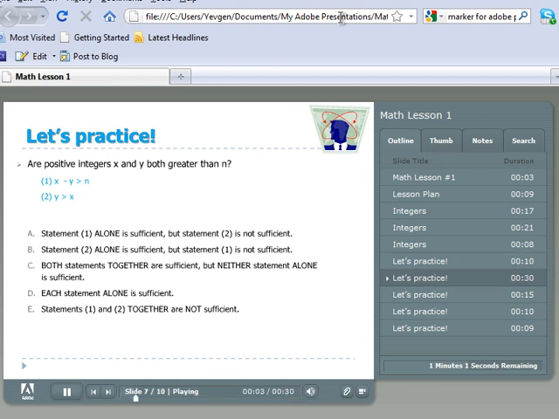Okay, hope you could answer this question correctly. In data sufficiency questions, as you remember, we need to evaluate each statement on its own, and then, if neither statement alone is sufficient, try to combine them.